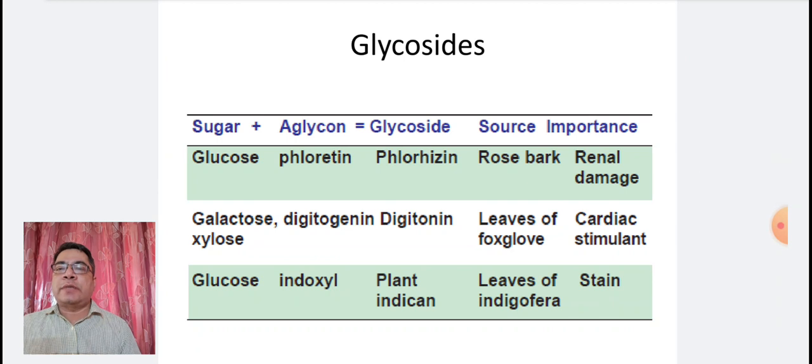Here are certain examples of glycosides. Glucose plus phloretin forms phlorhizin. Its source is rose bark and it causes renal damage. Galactose and glucose plus digitogenin form digitonin, and its source is leaves of foxglove and it is a cardiac stimulant. And glucose plus indoxyl forms plant indican. Its source is leaves of indigofera and it is a stain.